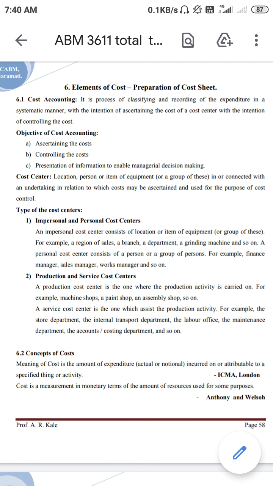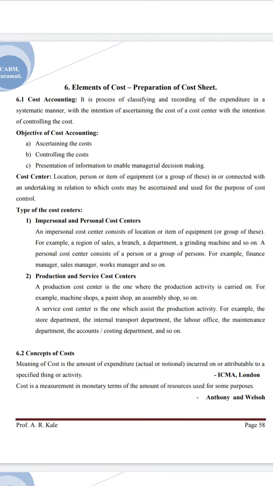The next concept is the cost center. So what is meant by the cost center? It is a location or a person or items of equipment in or connected with the undertaking in relation to which cost may be ascertained and used for the purpose of cost control. Okay, here various cost centers are selected in the organization, such as location or person or items of equipment in or connected with the undertaking in relation with the cost.